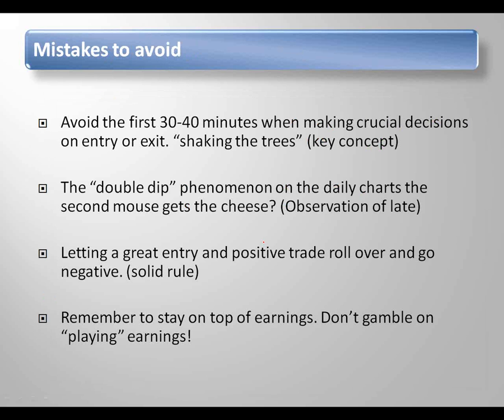But I need to go backwards a slide now. Okay, so we talked about avoiding the first 30 to 40 minutes when making crucial key decisions on entry or exit and not getting shaken out by the trees. The market is becoming an absolute master at shaking the trees, and this is a key concept here. First 30 to 40 minutes, be so aware of making critical decisions, because that is the witching period where these algorithms are shaking the market and throwing elbows. And that's why we wanted to talk so much on the high frequency trading in the first part of this webinar, because it is an element that you have to deal with even when it comes to swing trades.